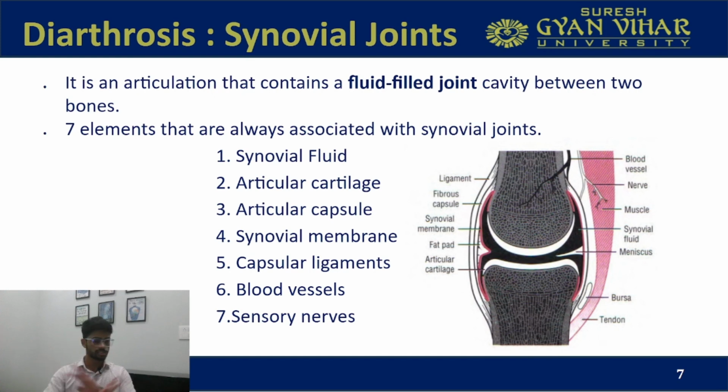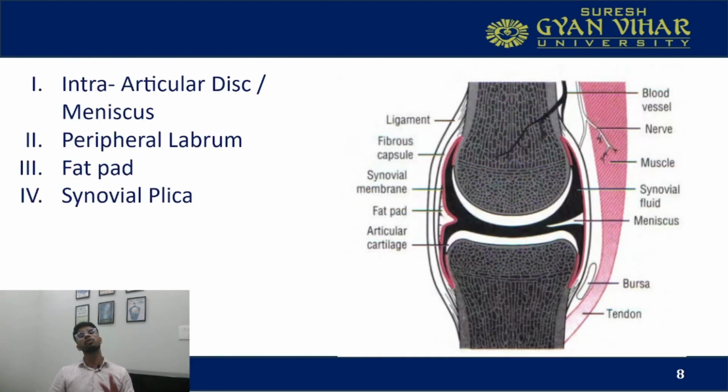So basically there are 7 things. First is synovial fluid, articular cartilage, articular capsule, synovial membrane, capsular ligament, blood vessels, and sensory nerves. Apart from these 7 elements, 4 elements are also seen in some special types of synovial joints. They have a peculiar function in this synovial joint. They are not present in every synovial joint, but whenever they are present, they serve an important function.